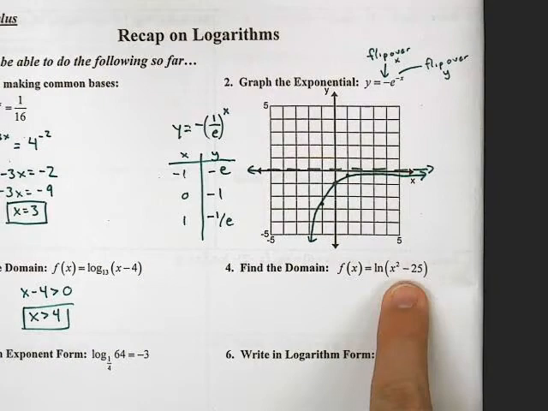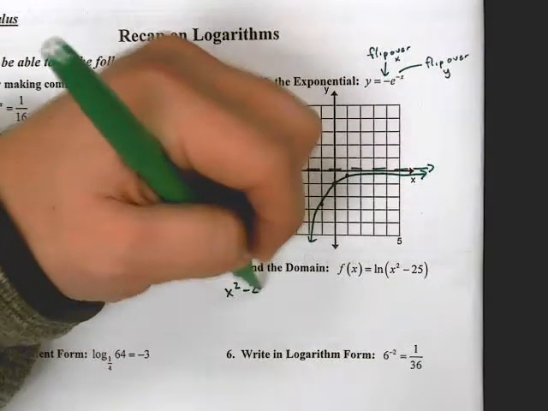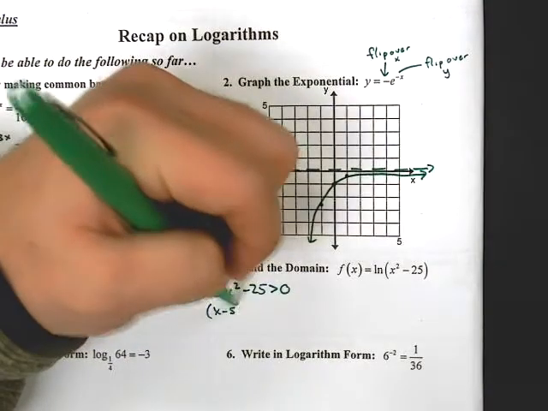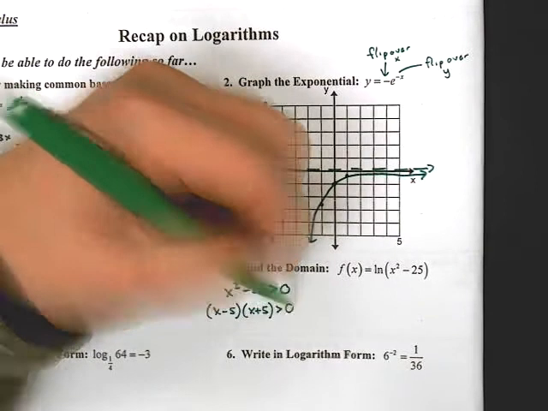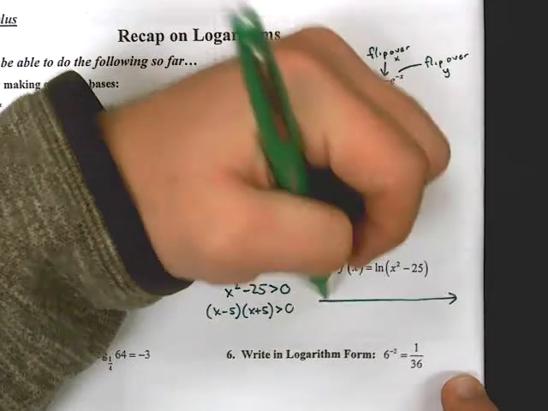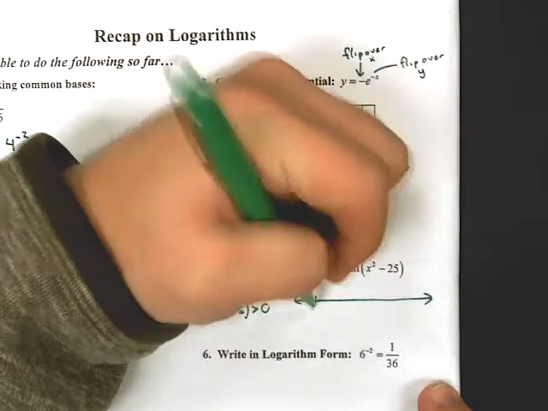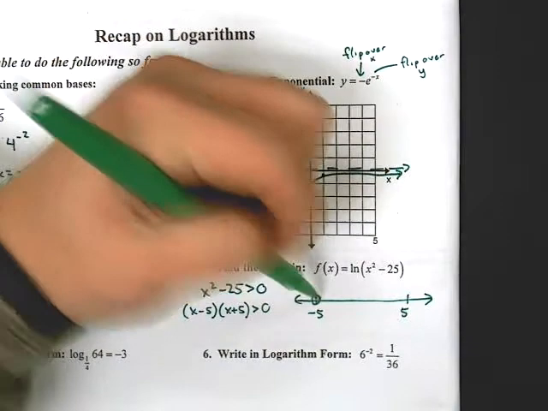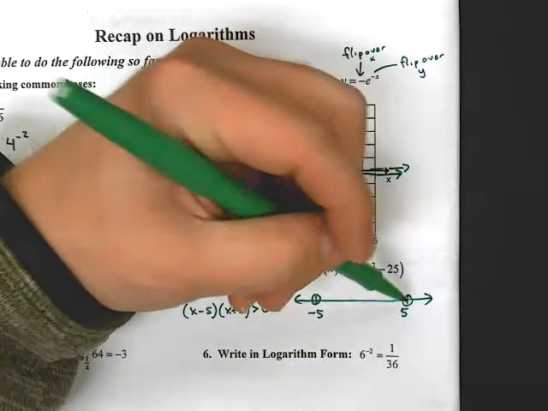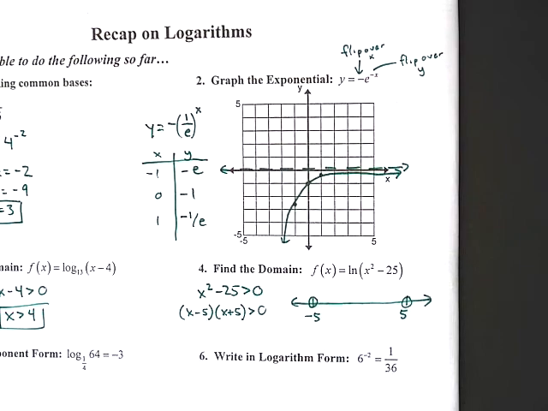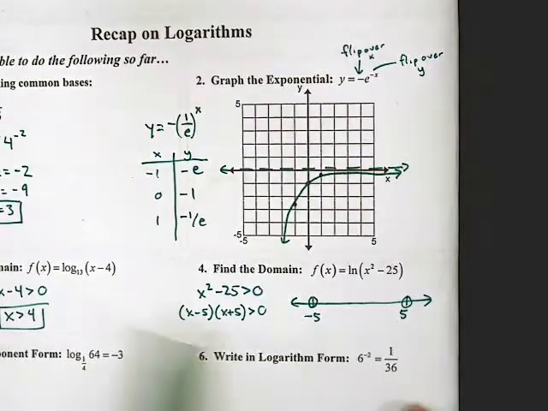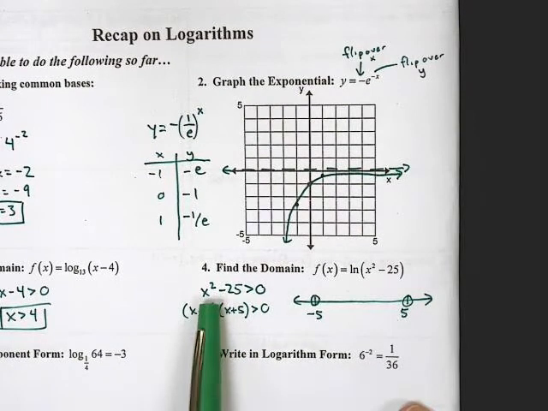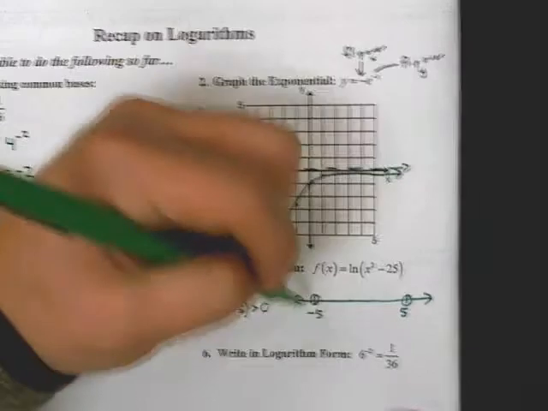Same thing though. I see my argument is x squared minus 25, which must be greater than 0. I would go with x minus 5, x plus 5 is greater than 0. These are my critical values, so I plot them. It has to be greater than 0, so I have to leave open circles, because if I put a negative 5 or a 5, it will make it exactly 0, and that is not greater. Now I test. Let's see here. If I use negative 10, negative 10 squared is 100. 100 minus 25 is 75. That's greater than 0. So I like it.